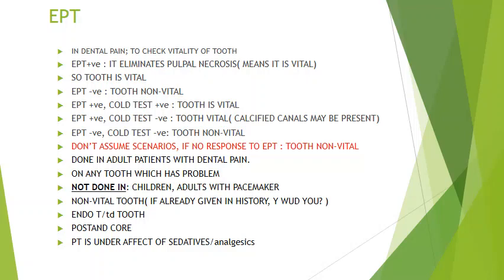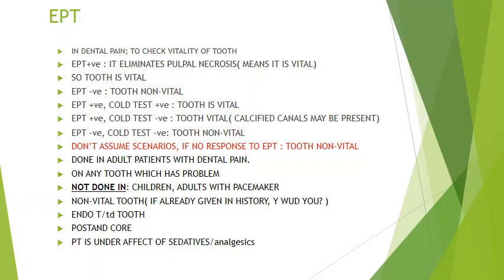Moving on to the next, EPT is done in adult patients with dental pain. It can be done on any tooth which has a problem. Now, when do we not use EPT? Specifically in an endo-treated tooth, post and core, because we are doing this test to check the health of the pulp, and for endo and post and core, we will not do these tests.